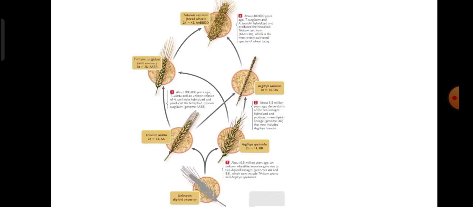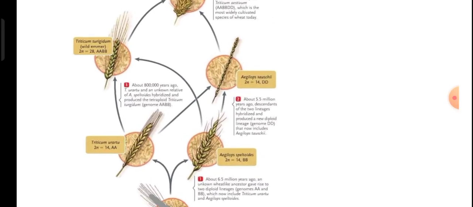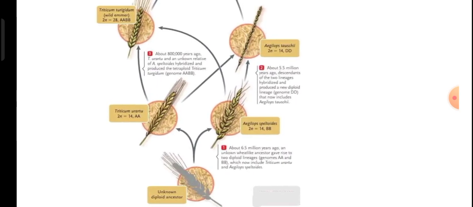First of all, the evolution of hexaploid wheat: how it evolved, and how many years ago the ABD genomes evolved. An unknown diploid ancestor was there. The A and B genome contributors were unknown a few years ago, but now, as per genome sequencing, everything has been revealed. For the contribution of the A genome, Triticum urartu is well known. Then for the B genome, BB, 2n equal to 14 is the chromosome number.